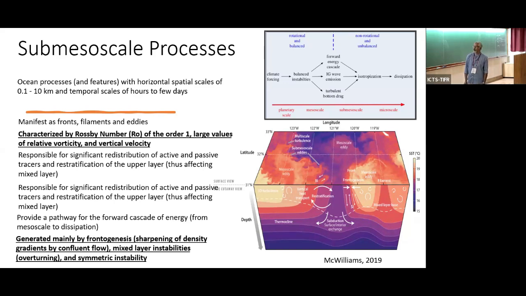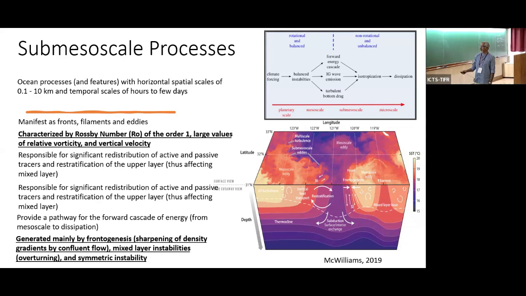These are important because they could be responsible for significant redistribution of active and passive tracers, and also for the restratification of the mixed layer, thus affecting the sea surface temperature and air-sea interactions. In addition, they provide the pathway for the forward cascade of energy from mesoscale to dissipation.